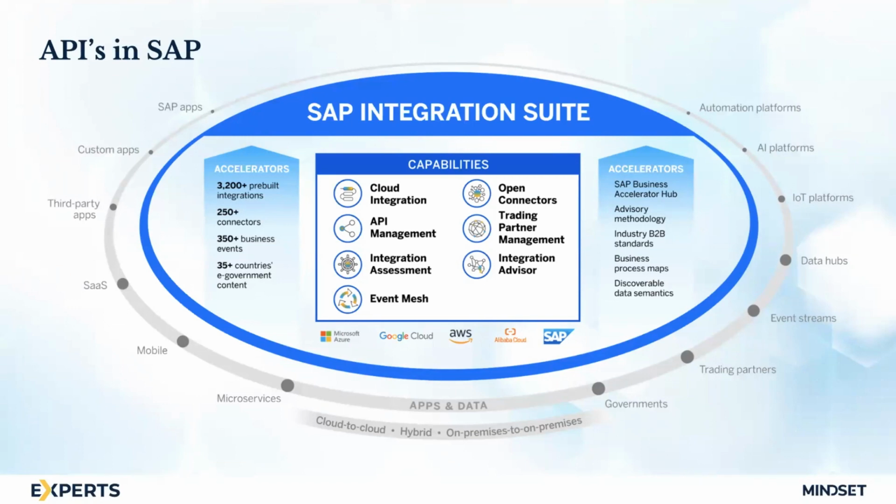These applications can be hosted by governments or trading partners, and they can come with event streams or data hubs. They can be produced by Internet of Things platforms and AI platforms and automation platforms. There's any variety of things, as you can see, and it's a very vast population of sources as well as targets for the data that come into APIs.